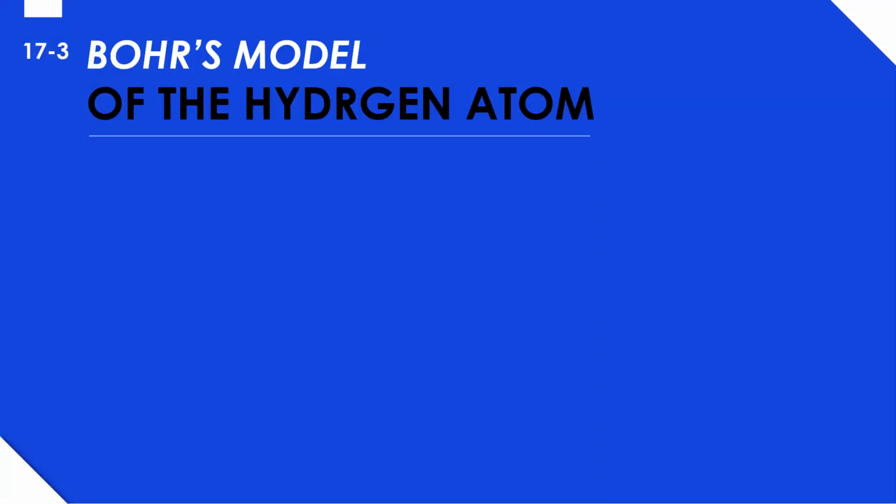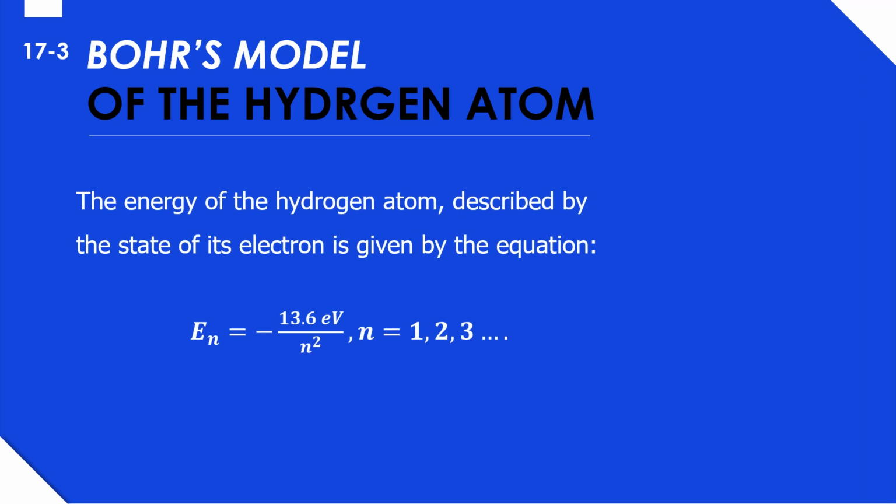Section 17.3, Bohr's model of the hydrogen atom. In fact, this is the most important part of the chapter because Niels Bohr performed his study on the hydrogen atom at the beginning. Then we generalized the whole theory or the whole model. So, when he did the calculations, Niels Bohr reached the conclusion that the energy of the hydrogen atom, described by the state of its electron, is given by the equation En equals minus E0, or minus 13.6 electron volt, over n squared, where n is 1, 2, 3, etc.